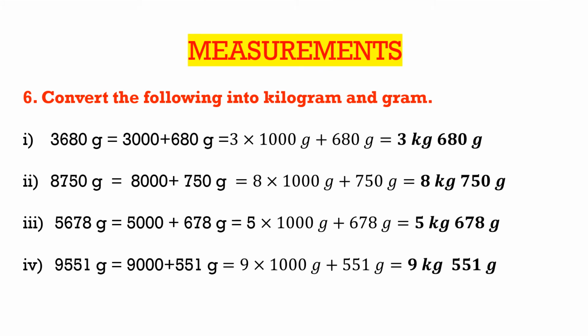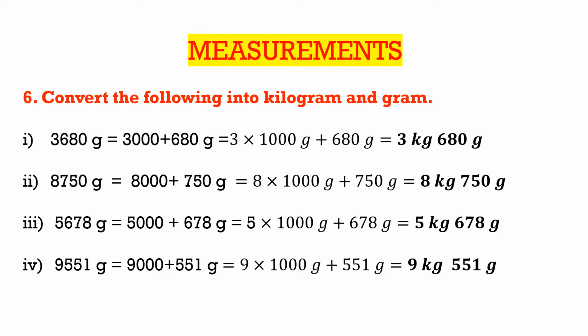Now we have to solve question number 6. Question number 6 is convert the following into kilogram and gram. First bit is given as 3680 gram. We have to convert this gram into kilogram. We know 1000 gram is 1 kilogram.